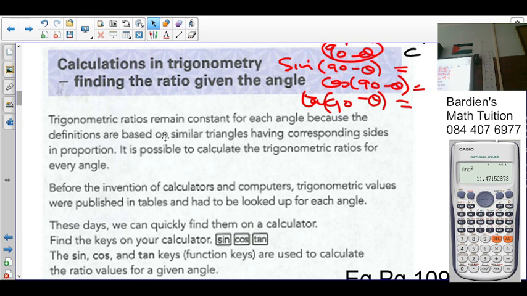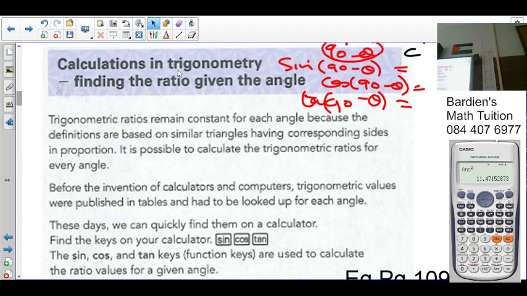A trigonometric ratio remains constant. What does constant mean? Stays the same. Constant for each angle because the definitions are based on similar triangles having the corresponding sides in proportion. We spoke about that when we did exercise 5.1. It is possible to calculate the trigonometric ratios for every angle.